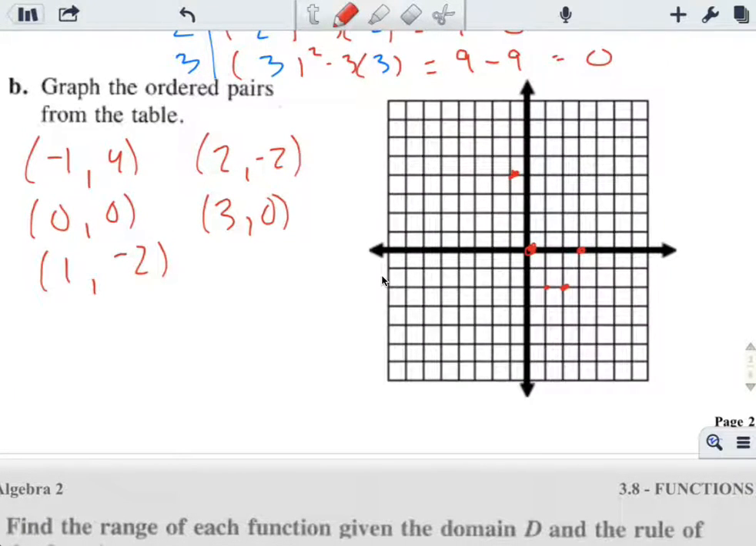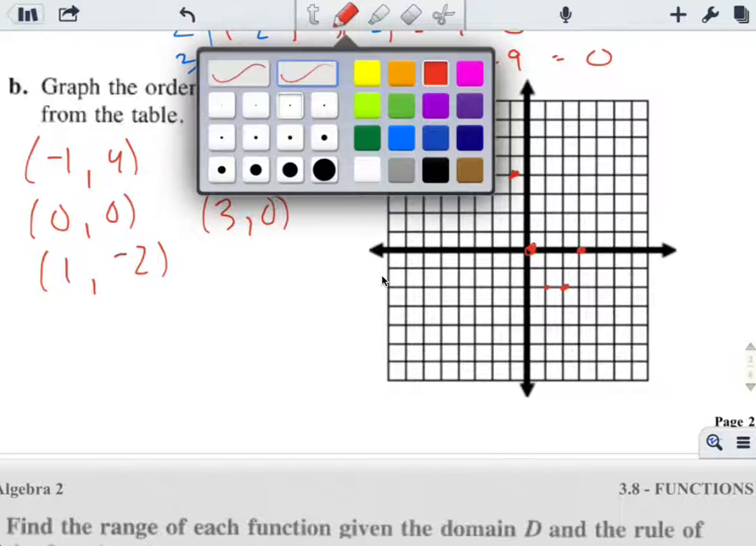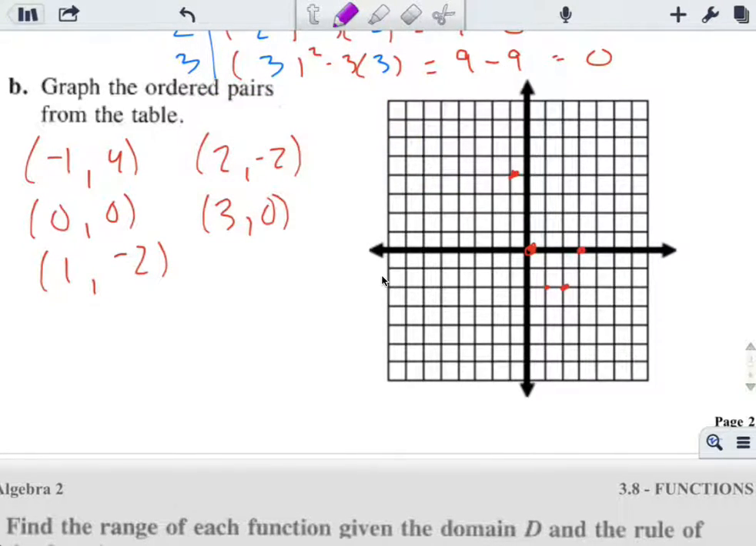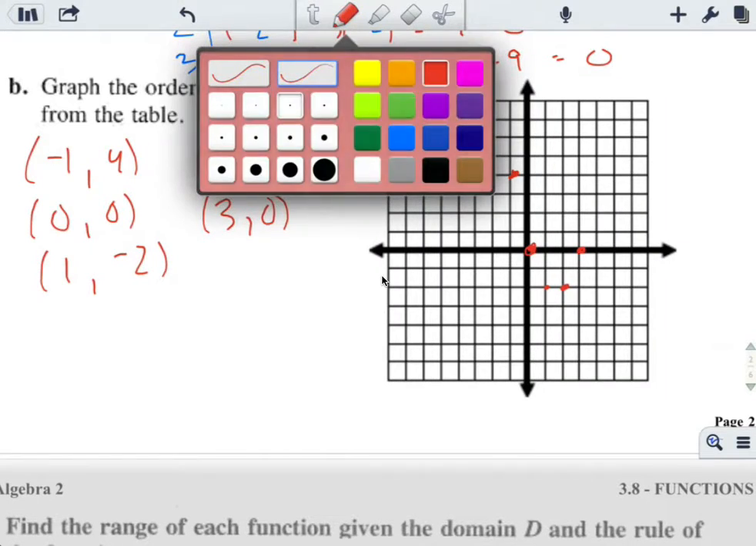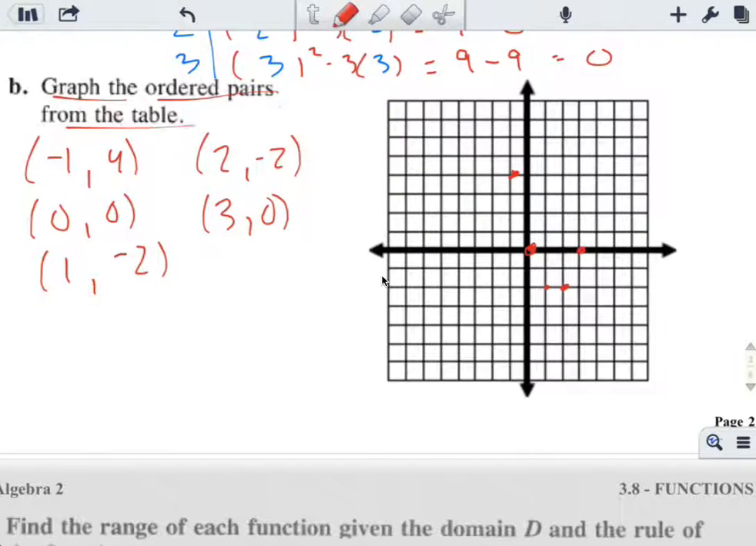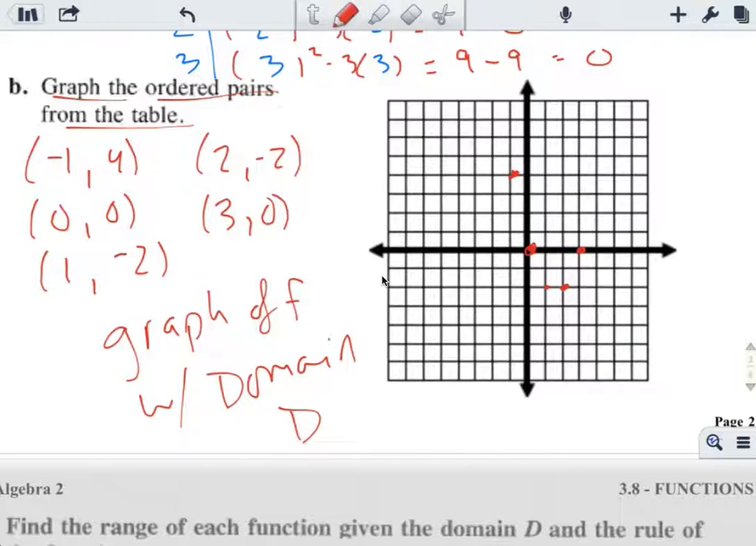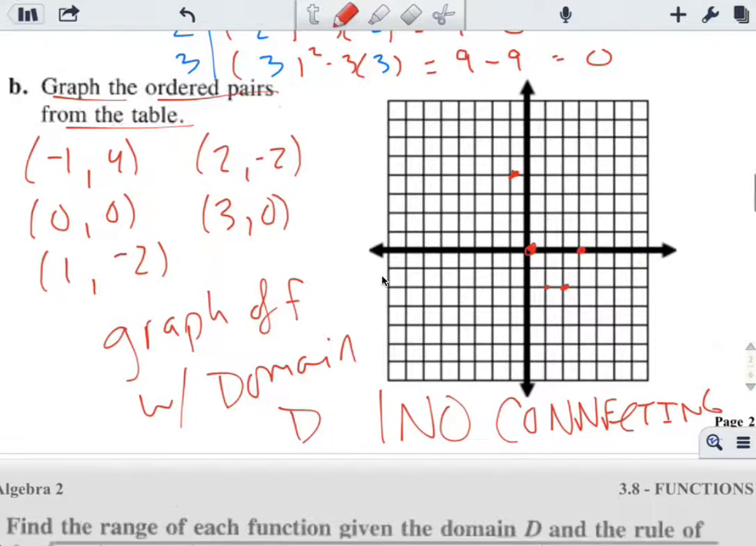There's a pattern here, and if you can pick up the pattern, you might be able to figure out that the next point, if we were going to graph one, would show up here because it's symmetric, but we're not doing that right now. This is the graph of our ordered pairs. We have graphed F, the graph of F with our domain D. Okay, notice there are no connecting lines.